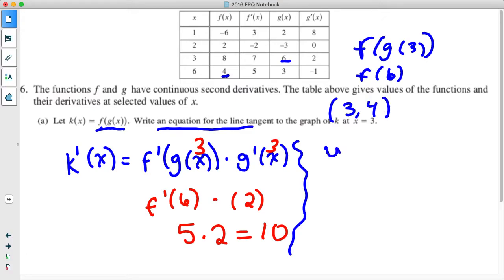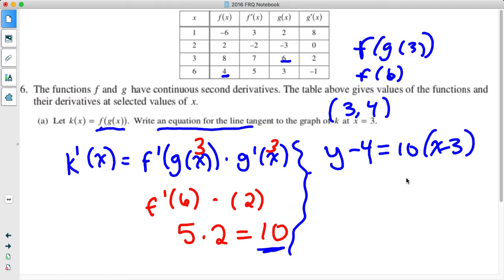Okay, and the reason why we need that is because when we do our equation of a line, we need to know not only the slope that we found over here in red, right? We have the slope 10 that we plugged in here, but we also need that point for x and y.